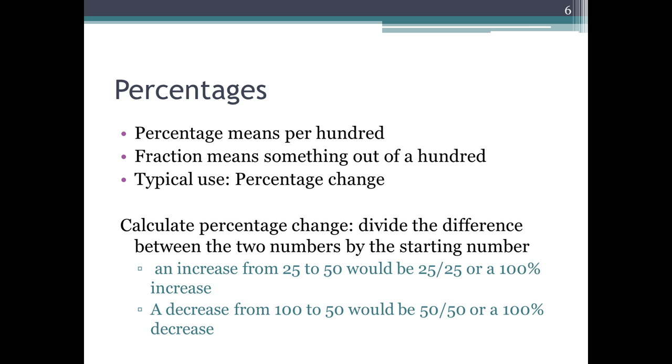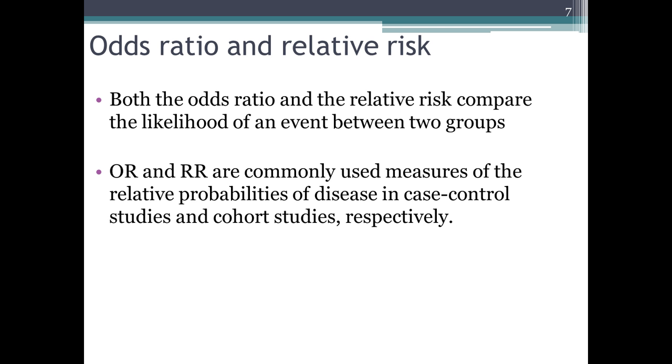Another way of putting this is a decrease from 100 to 50. Again, you take the difference between the two numbers, so 100 minus 50 would be 50, and then you divide that difference by the starting number, and that would be 50 divided by 100, or a 50% decrease when you're saying a decrease from 100 to 50.